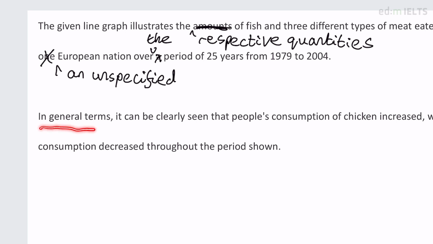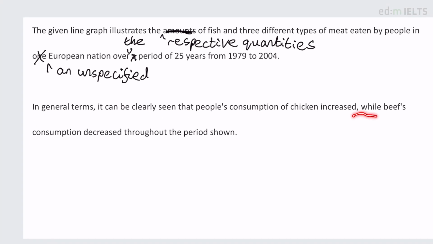So moving on, in general terms, it can be clearly seen that people's consumption of chicken increased, while beef's consumption decreased throughout the period shown. The phrasing "beef's consumption" is a little bit awkward. It sounds like the beef is eating something, not that someone is eating the beef. So it's a bit more normal to say the consumption of beef, like the consumption of beef by people.